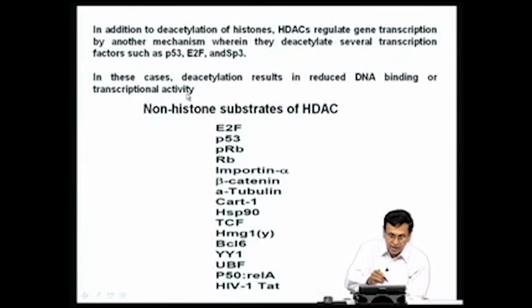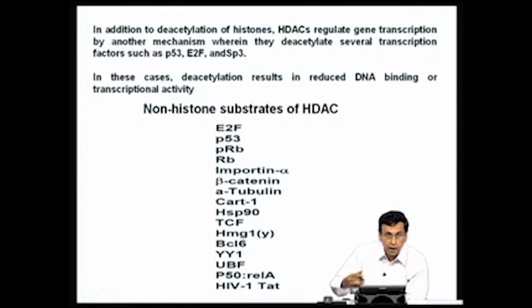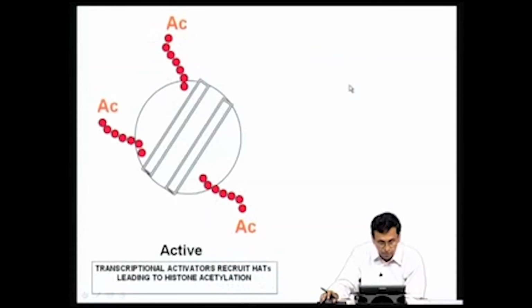I have just given here a list of a number of proteins which are not histones, but they are all substrates for HDACs. The point I am trying to make is that in addition to histones, there are many non-histone proteins which are also substrates for HDACs, and they also have a very important function because it either results in the reduced DNA binding or reduced transcription activation.